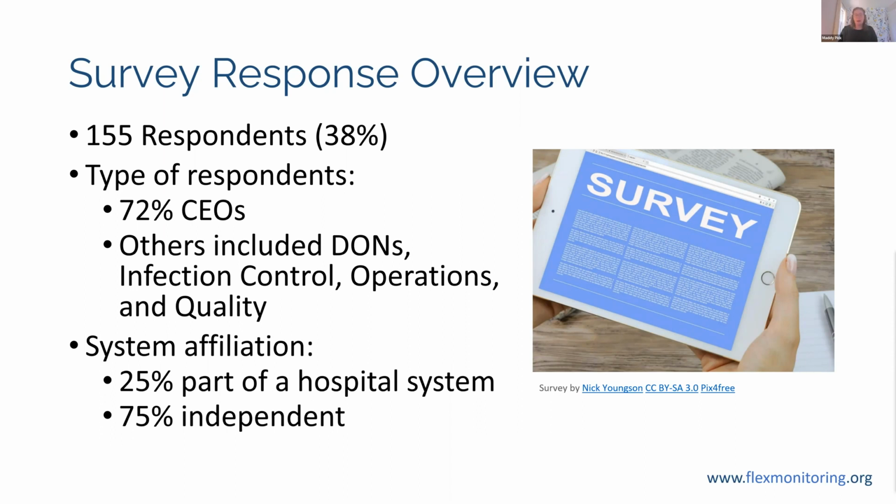And I want to pause on this for just a moment to tell people what we're talking about when we talk about system affiliation, because there's so many different ways that can get defined. So the way that we asked this was about ownership. So 25% were owned by a hospital system or another hospital. We also asked about contract management and group purchasing to get a sense for how many that were maybe not owned by a system had those kind of relationships as well.